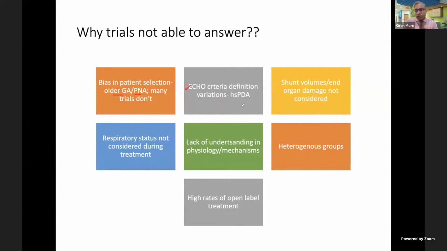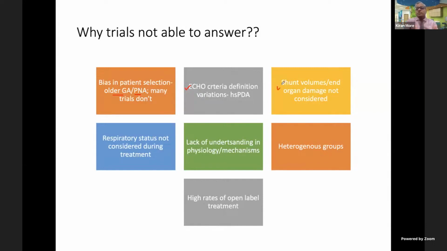which Dr. Mohit will talk about in more detail. So there are about 10-15 criteria which actually tell you, with confidence, that this ductus is probably significant. But most of the trials have looked at maybe just the diameter and LA:Ao ratio, which are not always significant. So again, there is a bias there.